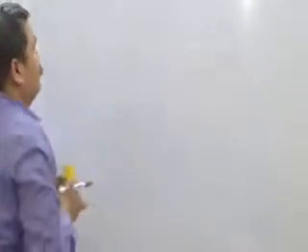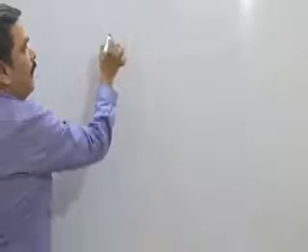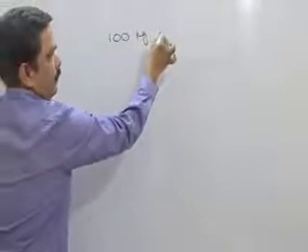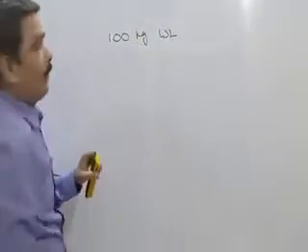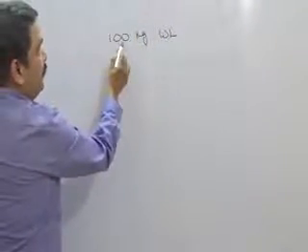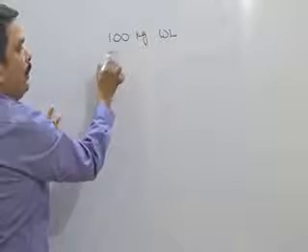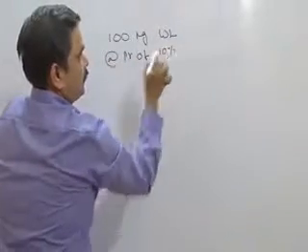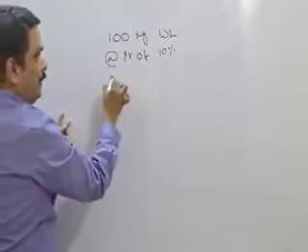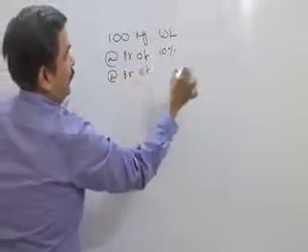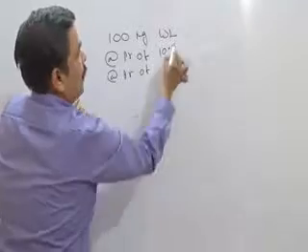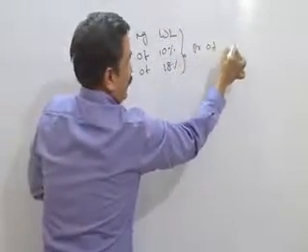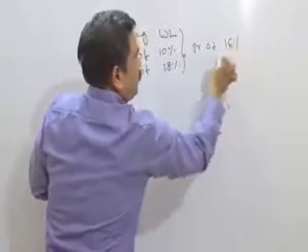For example, a trader has 100 kgs of, let us take wheat or rice, whatever it may be, 100 kgs of wheat. Alright, so now part of this he sold at a profit of, let us take 10%, and the rest at a profit of, let us take 18%. On the whole, he got a profit of, let us take 16%.